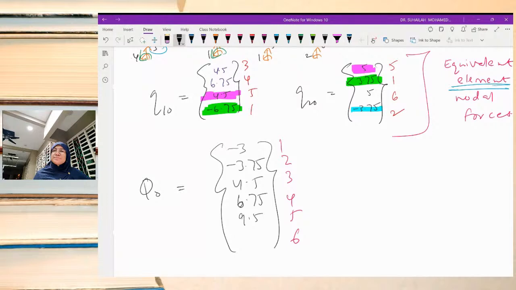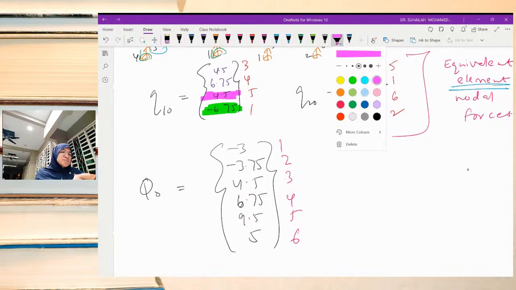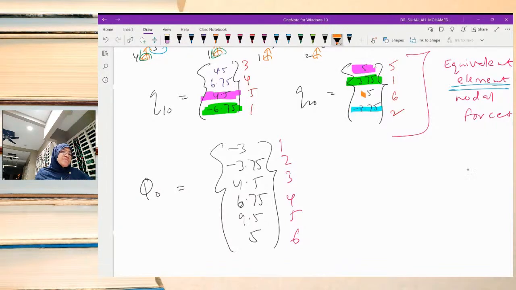Position 6. Yeah? Position 6 is 5. Position 6 is 5. Position 6 is 9.5 and 5. Okay.